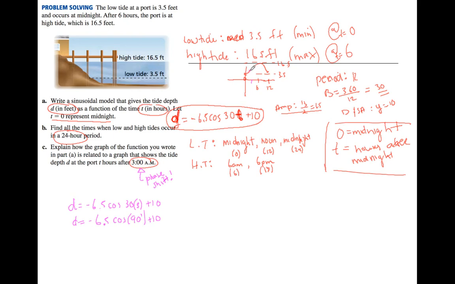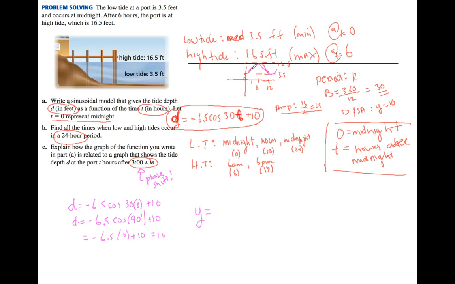Oh, isn't that just a sine function? Wow, right? So, hey, let's just finish this. The cosine of 90, isn't that 0? Oh, isn't that just 10? So the depth at 3 a.m. is 10 feet. Neat, right? So this is just a sine function. This is the same function with the phase shift.